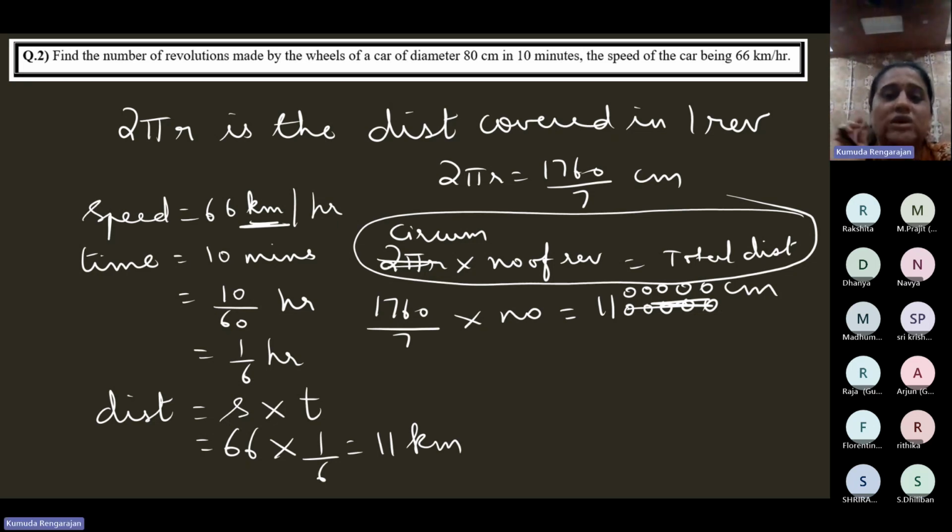Circumference of the wheel into the number of revolutions the wheel makes is equal to the total distance covered by whatever vehicle. So circumference can be found if you know the radius or diameter. Total distance can be found when you're given parameters like speed and time. So in this case, both can be found. So in this equation, two things can be found, circumference and total distance. So find the third one using this formula, number of revolutions. That's about the second one.